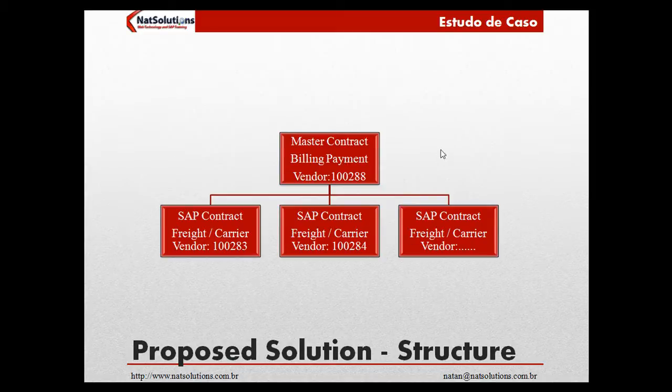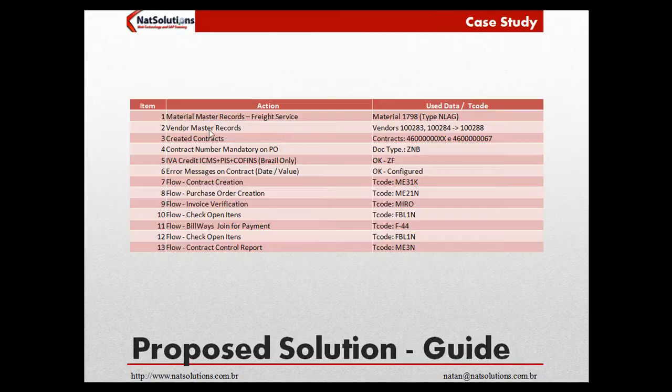Okay, sorry guys, I did it quite fast and there are some words in Portuguese, but I hope you understand. Okay, this is our guide in order to perform the whole process. So let's start. First of all, I had to create a material master record for freight service. I have created this material. It's 1798. This material type is NLAG because I don't want to control stock quantities. Okay, let us go to SAP.